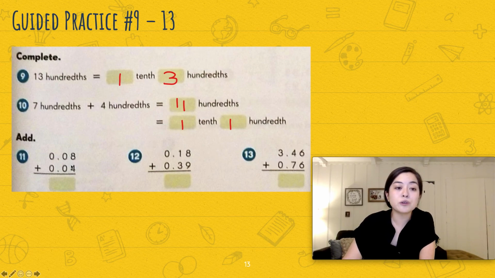Okay, and so we're gonna add the lowest digit here, or the lowest place value. So it's the hundredths. 8 and 4 hundredths make 12 hundredths. Okay, so we have to regroup it, and then we put the 1 over here, and then now we have to do 1 plus 0 is 1. Don't forget the decimal point, and then 0 and 0 make 0. So your answer is 12 hundredths.